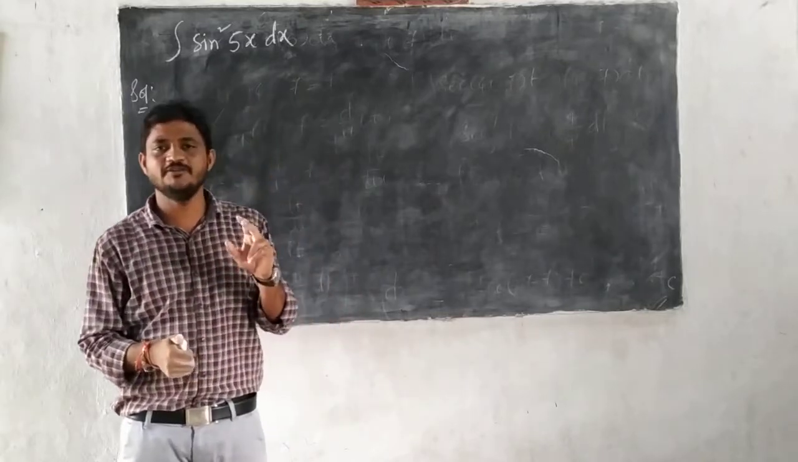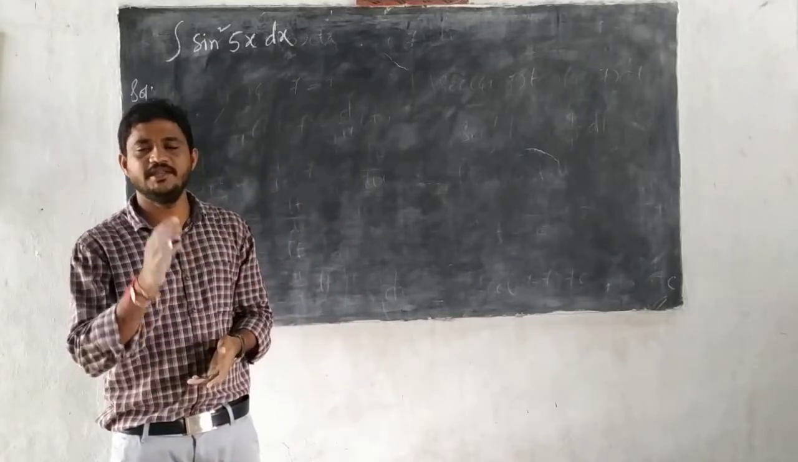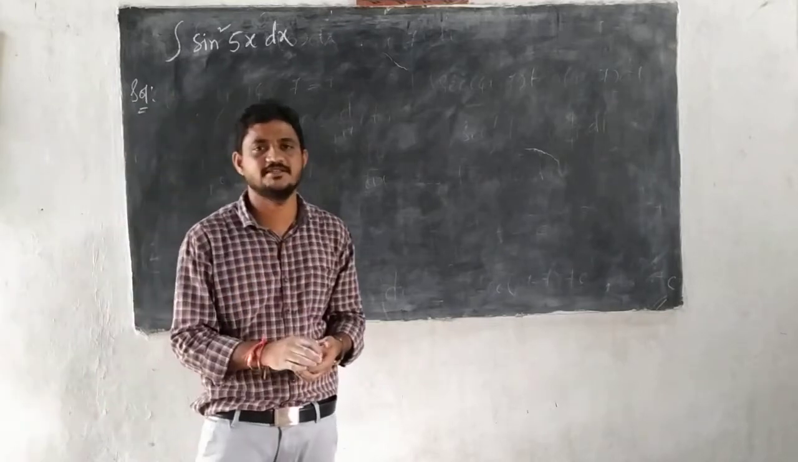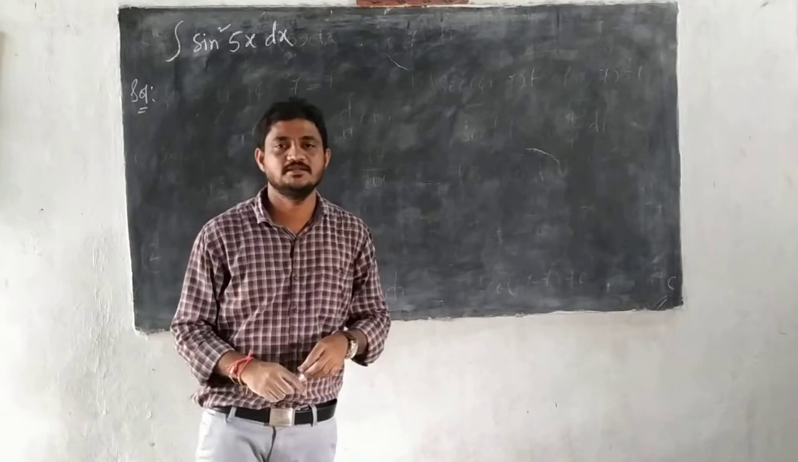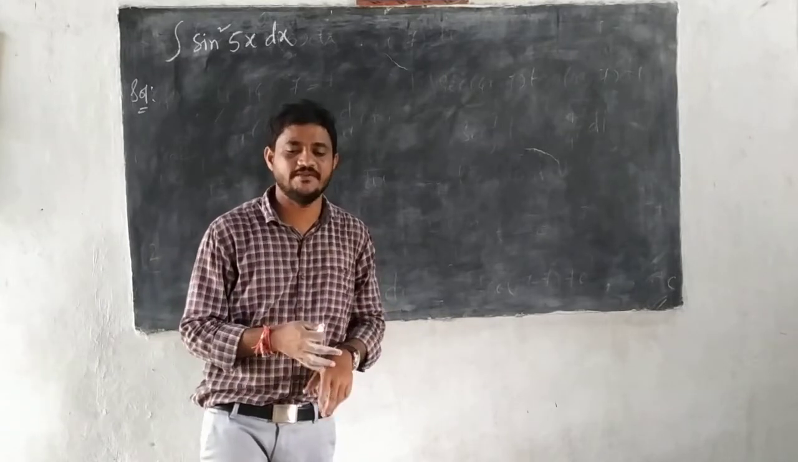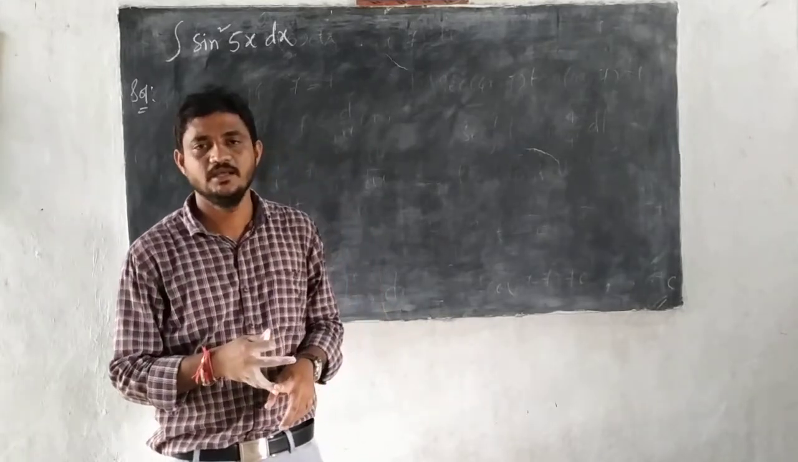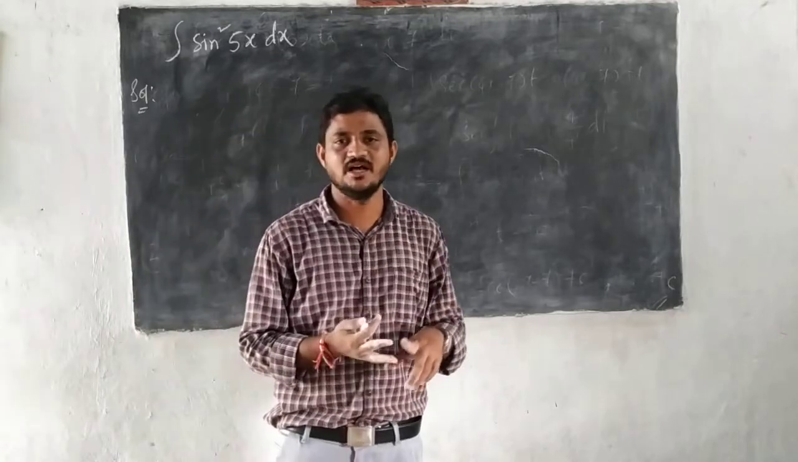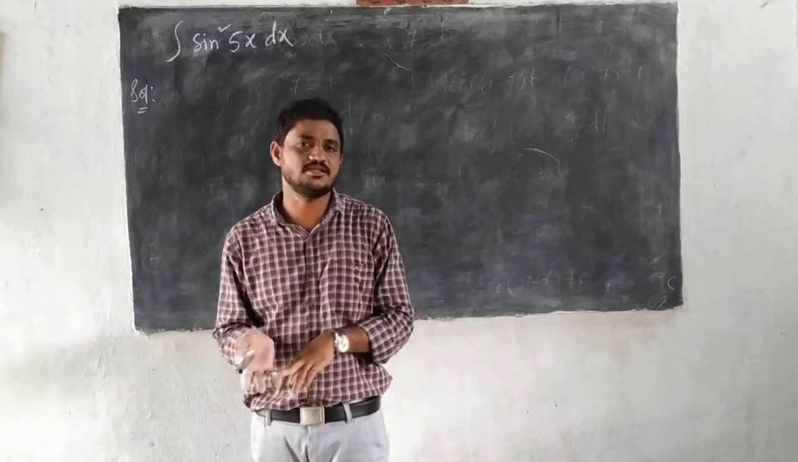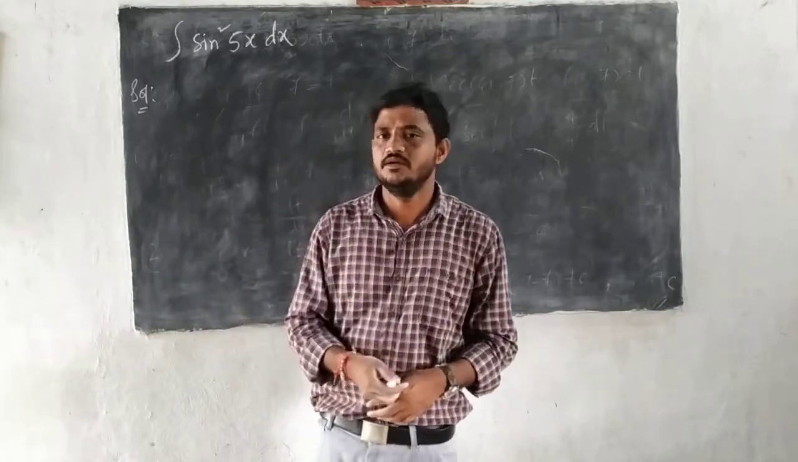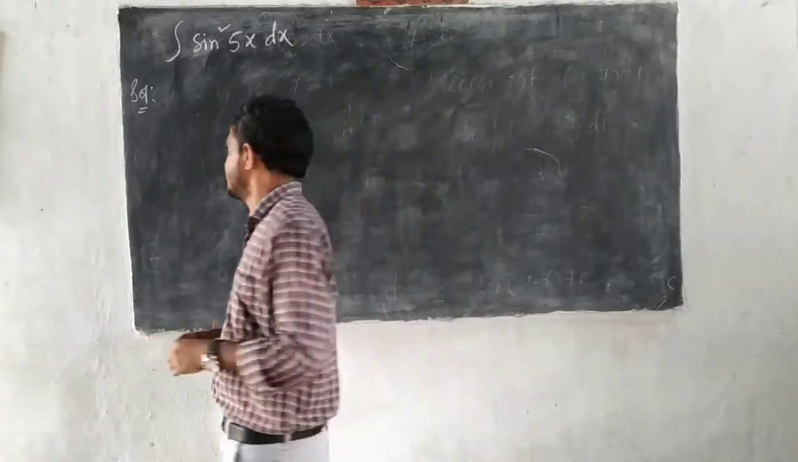We have formula for integration of sin x, right? But here we have sin square 5x. So we don't have formula for sin square x or cos square x. We have formulas for sin x or cos x only. So we have to convert sin square x into sin x terms or cos x terms. So how to write? We have formula for sin square x.